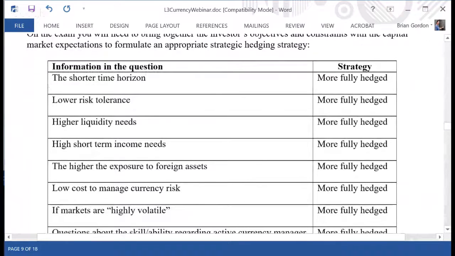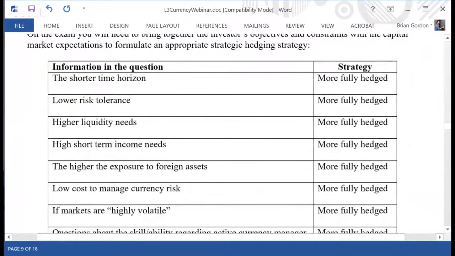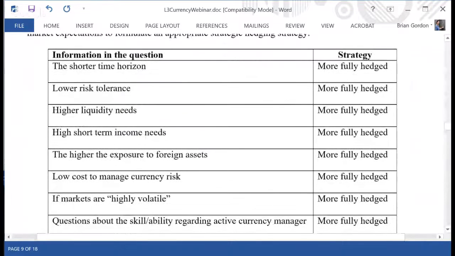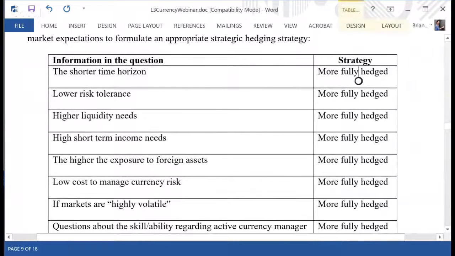So if we have a short time horizon, then we should probably be more fully hedged. I think that's the link that you've got to take away. And so we want to be more fully hedged. If we have a low tolerance for risk, then again, fully hedged, closer to being fully hedged. It may not be exactly fully hedged, but you get the notion.